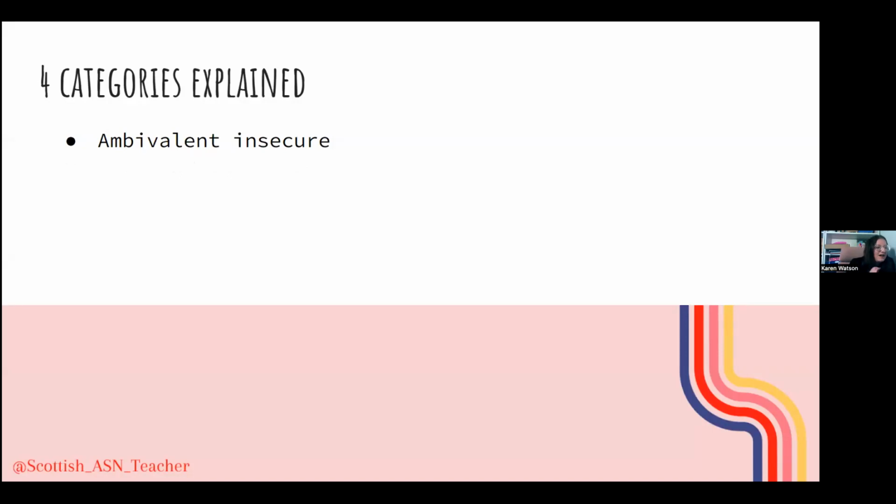So first we have ambivalent insecure. So this is an inconsistent parent who might be sometimes warm to the child, sometimes reliable with the child. And this creates a huge amount of anxiety for that baby or child. Essentially, the child's constantly thinking, what's the parent going to be doing? Will they be there at pickup time? Will they be happy? And their survival depends on this. So they're extremely anxious and extremely preoccupied with these thoughts.